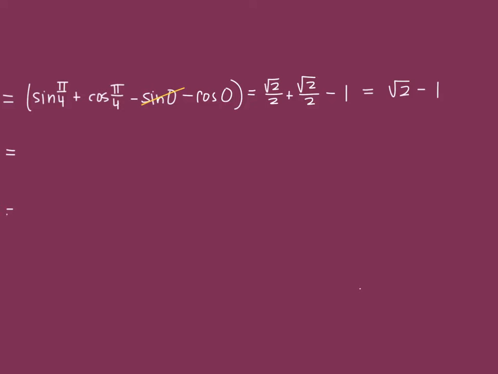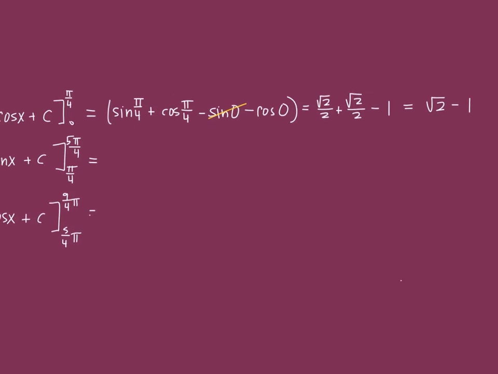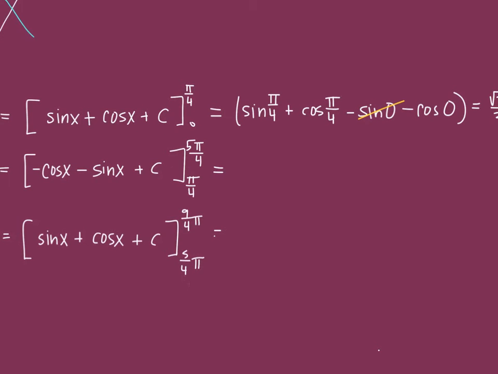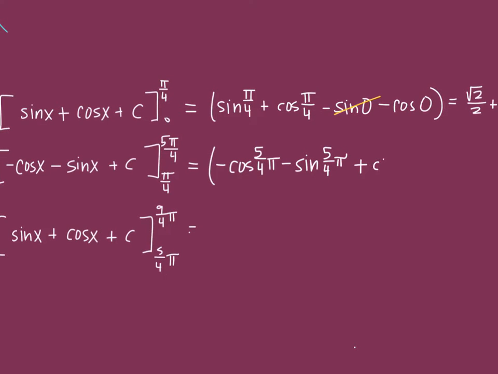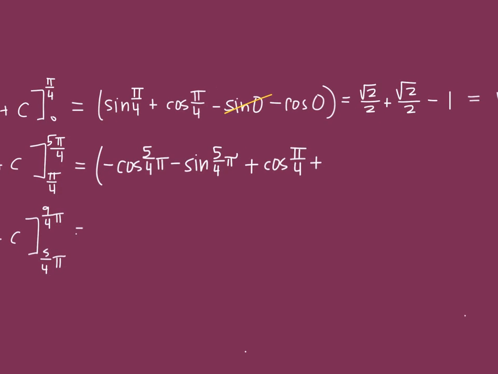All right, so that's the value of the first section of area. It's the smallest one. If you were looking for a decimal value for that, rad 2 is 1.414, so subtracting 1, it's about 0.414. But it's the smallest area section. Okay, so then the next one, we'll have the negative cosine of 5/4 pi minus the sine of 5/4 pi, and then minus the negative, so plus the cosine of 5/4, and plus the sine of 5/4.